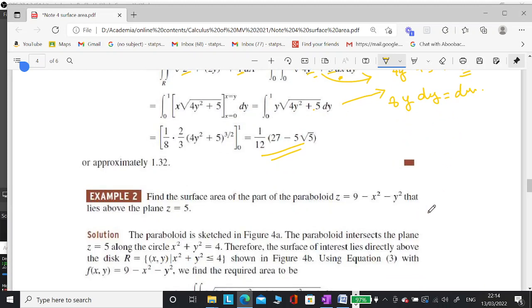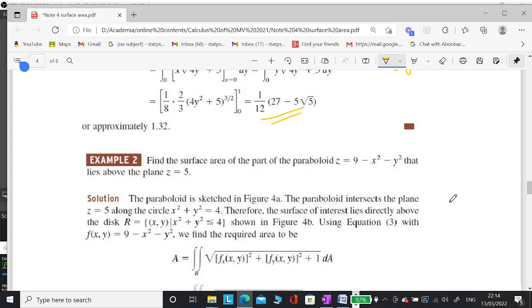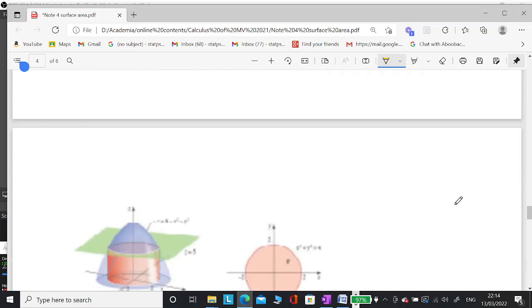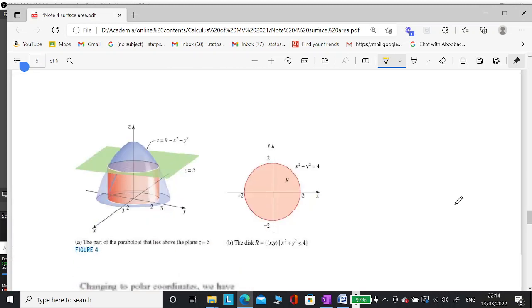So second example: find the surface area of the part of the paraboloid z equal to 9 minus x square minus y square that lies above the plane z equal to 5. So if you want to plot it, the picture will be like this.